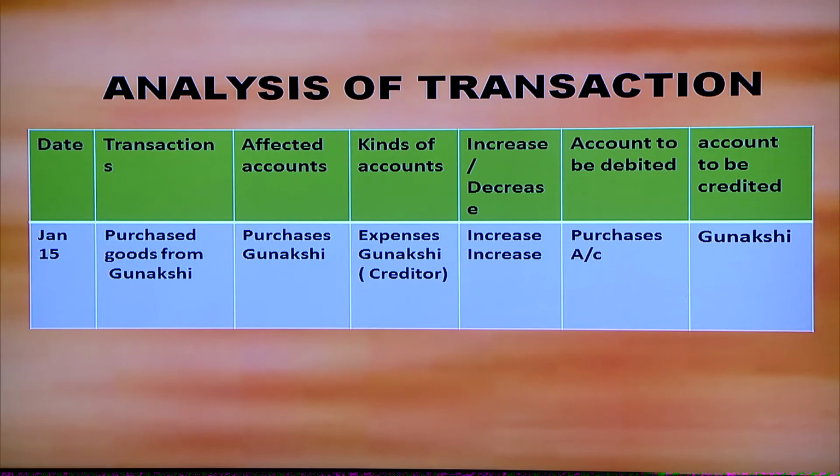Purchased goods from Gunakshi. This is also a credit transaction. Purchases and Gunakshi's account are the two affected accounts. Purchases account will come under expense account. Rule for expense account: when expense increases, it is debited. So, purchases account is debited. Gunakshi being a creditor can be included under liability account. When liability increases, it is credited. So, Gunakshi's account is credited.